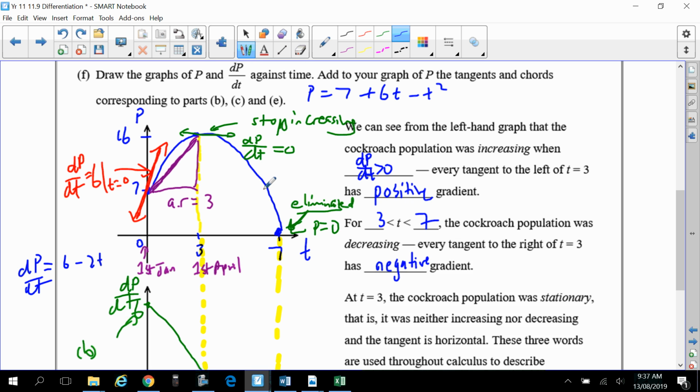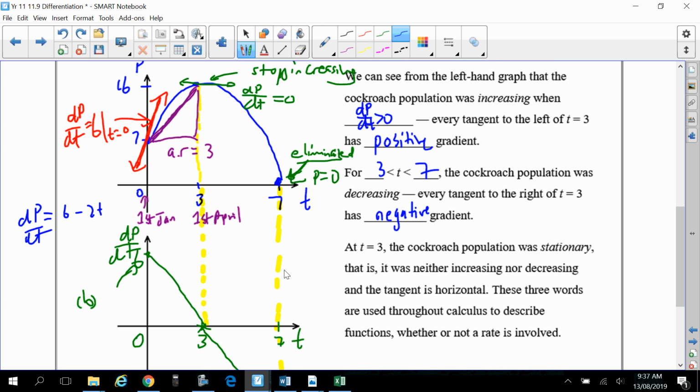It's decreasing. So seriously, listen: if the derivative is positive, it's going up. If the derivative is negative, it's going down. So we have a physical interpretation of that. At t equal to 3, the cockroach population was stationary. That is, it was neither increasing nor decreasing, and the tangent is horizontal, as shown in here. These 3 words are used throughout calculus to describe functions, whether or not a rate is involved. So stationary, decreasing, and increasing.